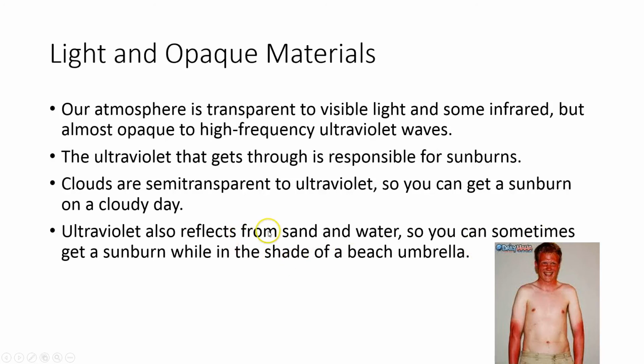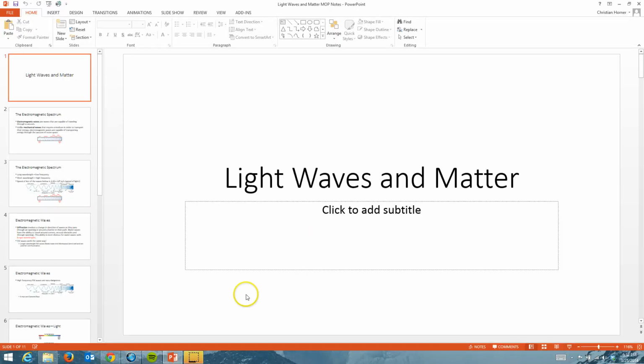If you sit close to the sand or water, ultraviolet light reflects from that, so you get kind of a double dose of sun. If you try to sit under a beach umbrella, a lot of people will get burned sitting under one. They've never been in the direct sun all day, but between the water and the sand, they get a lot of that ultraviolet light coming back up and hitting them, and that gives them that burn. And that is the end of light waves and matter.